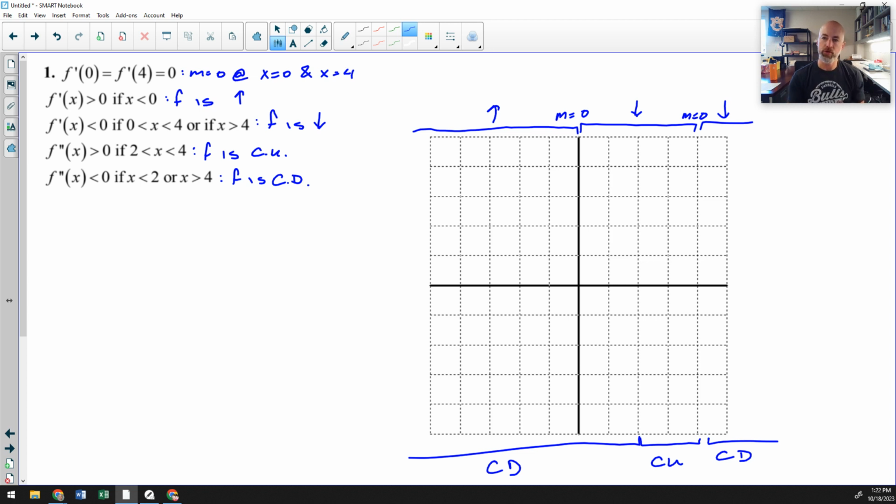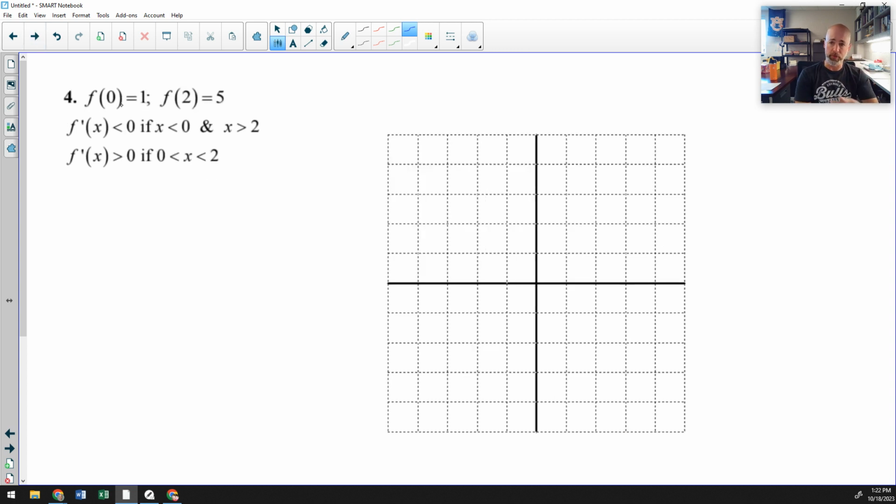And one thing that I don't like about this particular problem is I didn't give you any explicit points to hit. And just peeking ahead, I'm going to do number 4 next. Number 4, I tell you that f of 0 is 1. That means I need to hit the point (0, 1). F of 2 is 5.